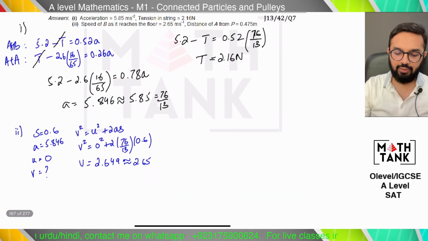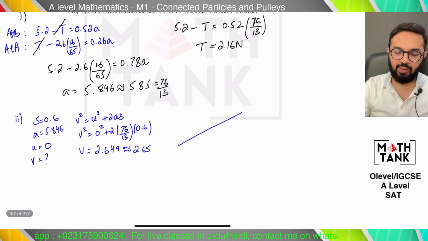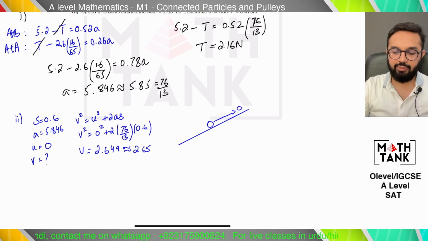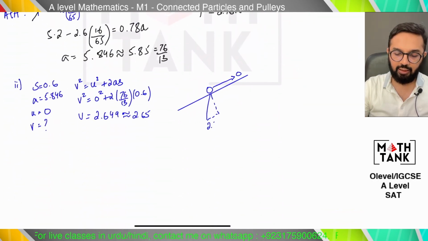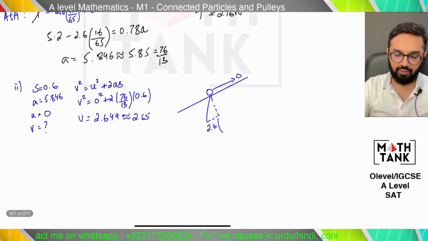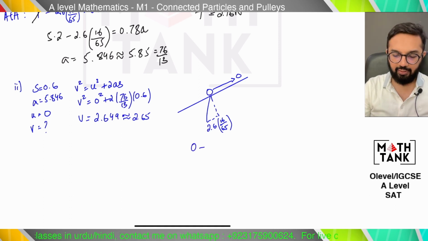So once the system breaks, what happens? A is on an inclined plane, so its driving force suddenly becomes zero. It's still being resisted by the gravity that's there. So 2.6 times 16 over 65, 2.6 sine alpha. So I'm going to find the new acceleration.